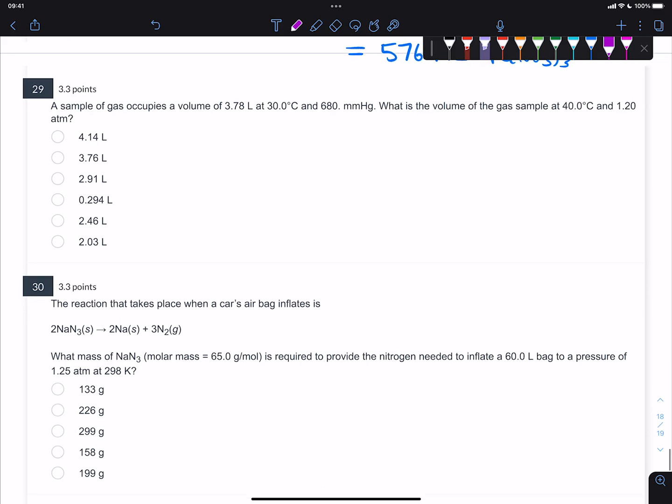Number 29, a gas occupies a volume of 3.78 liters at a certain temperature and pressure. What is the volume at a new temperature and pressure? Pretty simple, this is the combined gas law, which you may see in one of two forms, but you can also solve it by setting the ideal gas law equal to the other ideal gas law.